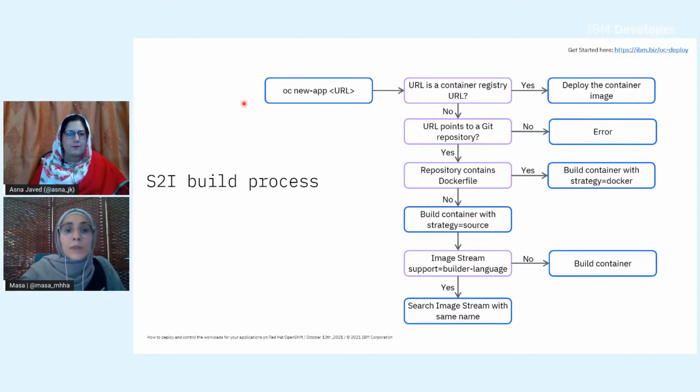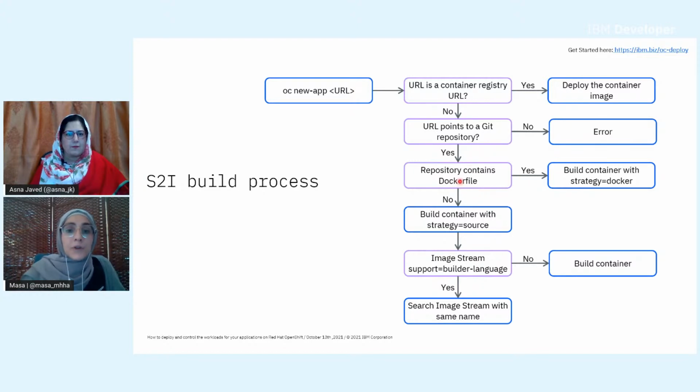So it starts with the new app command. As I mentioned earlier, you're using new app to create your applications. You have to provide a URL. OpenShift will check if this URL is a container registry or not. If it's a container registry such as Docker Hub or Quay.io, it will deploy the container image. Otherwise, it will check whether it is a Git repository or not. If it is not a Git repository, it will give you an error. So it expects either an image registry or a Git repository.